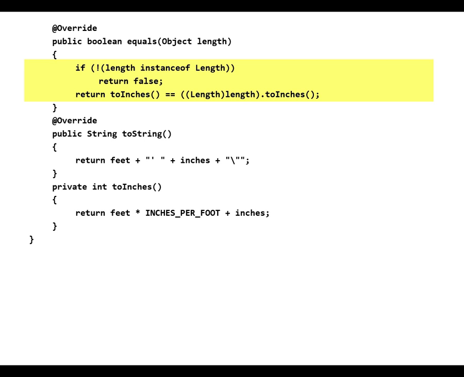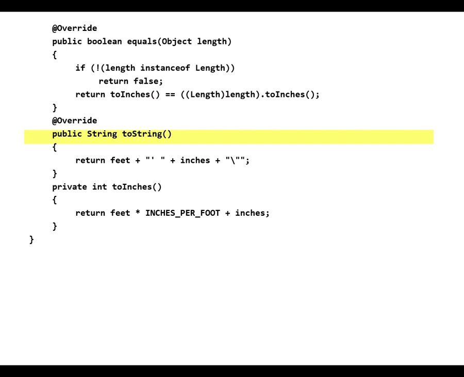By making that change, we can no longer invoke the toInches method on it unless we downcast it to be type Length. After all, the Object class certainly does not have a toInches method. But before we do that downcast, we use the instanceof operator to make sure the object passed in really is a Length object. If it isn't, we return false, because if it isn't a Length object, the two certainly can't be equal.